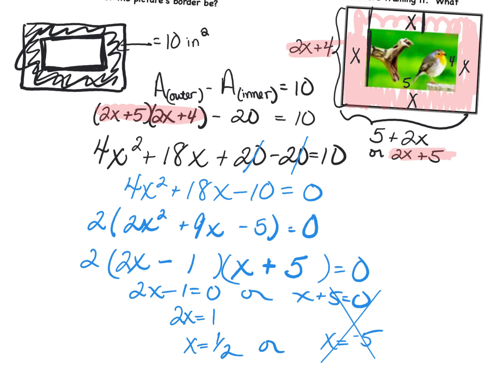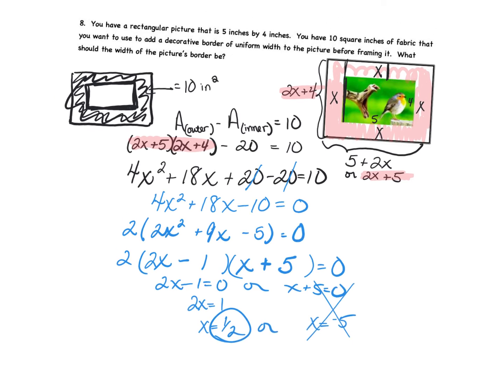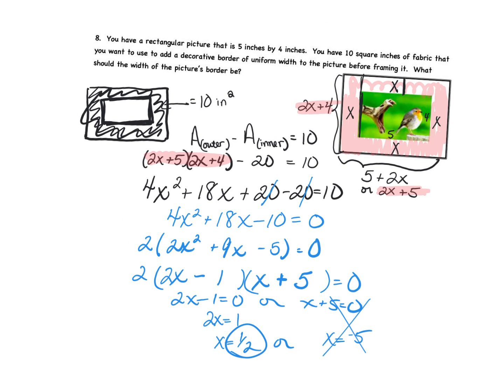I'm tossing this answer out because a negative frame makes no sense. Whereas a 1/2 inch frame, that makes sense. So I'm going to make a 1/2 inch border all the way around.